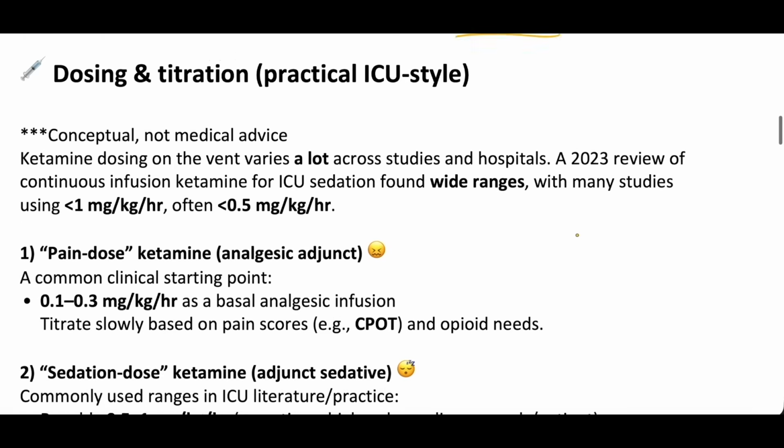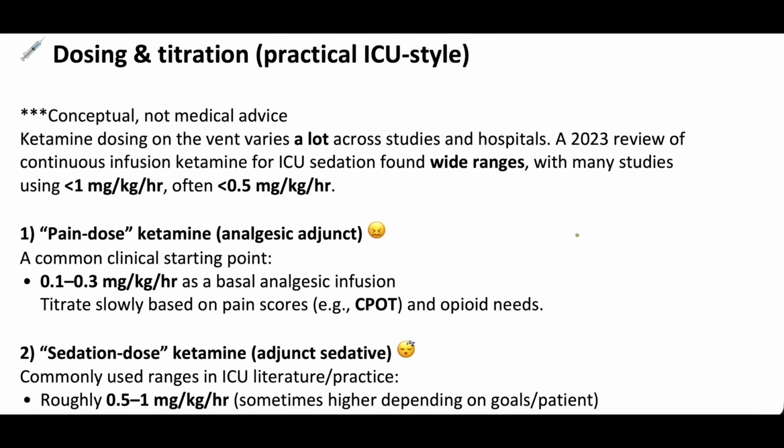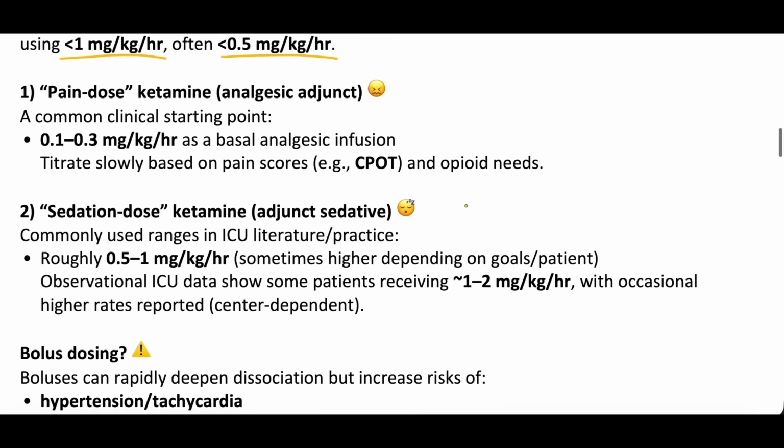Dosing and titration, we're just saying it again, this is all educational, conceptual. This is not intended to be acted upon specifically, and please look at guidelines and your institutional suggestions for dosing. So ketamine dosing varies a lot across studies. A 2023 review talked about continuous infusions of ketamine in the ICU, found wide ranges. Some were using less than 1 milligram per kilogram per hour, some even less than 0.5 milligrams per kilogram per hour. But to put it into context, we're going to talk about a few different ways ketamine is dosed.